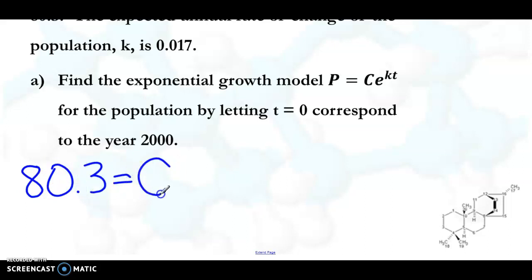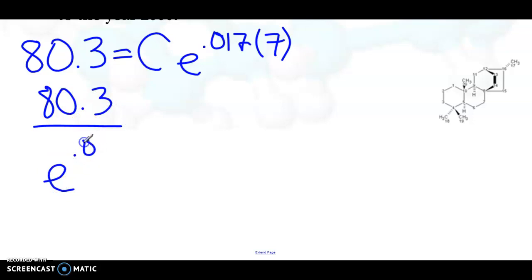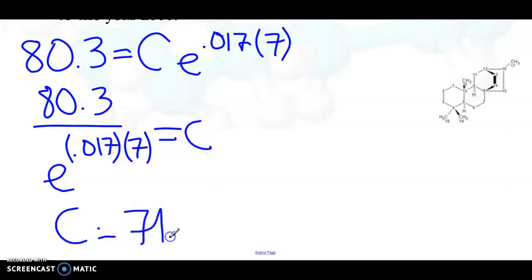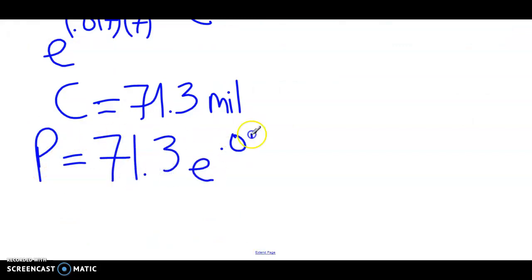We don't know what our starting population is, but we know our rate, our k value, is 0.017, and we know it takes 7 years for us to get to this amount. So just like the problem from before, we want to get C by itself, so we're just going to divide by e to the 0.017 times 7 to get C, and we find out that our initial amount is 71.3 million people. So our equation is P, the population, is equal to 71.3 million e to the 0.017t.